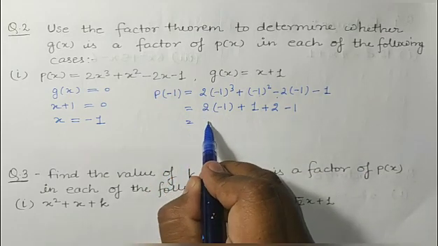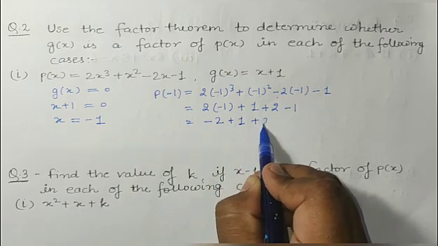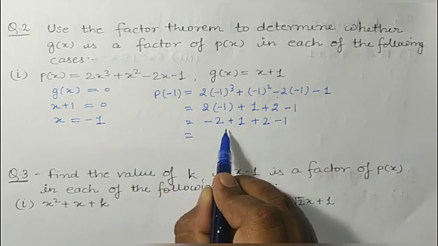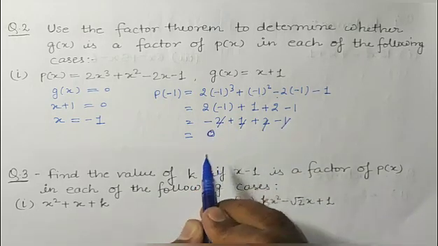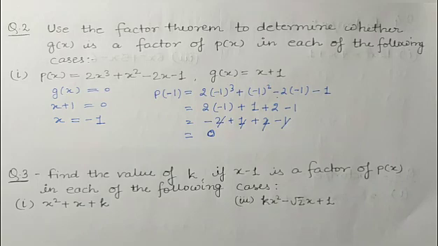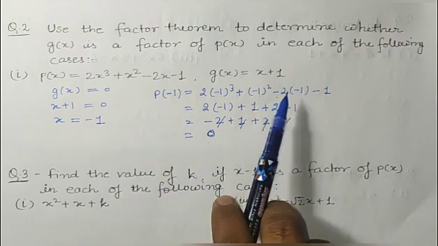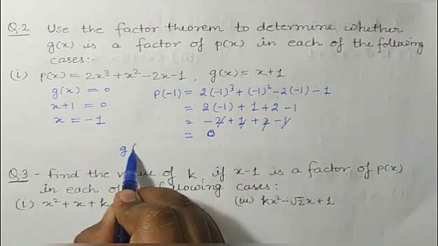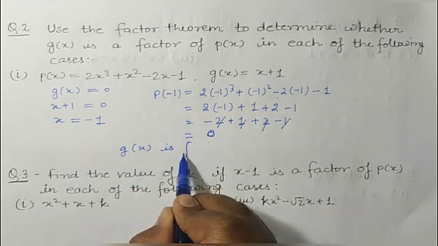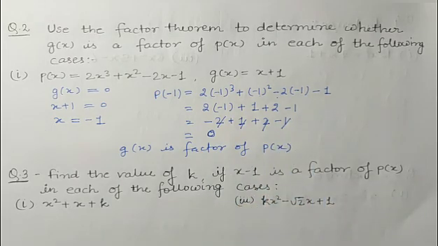Okay, so here we can see that 2 into minus 1 will be minus 2, plus 1 plus 2 minus 1. So minus 2 plus 2 will be cancelled out, plus 1 minus 1 will be cancelled out. Remainder is what? 0. Okay, so if the remainder is 0, we can say that x plus 1 is a factor of p(x). So we can say that g(x) is a factor of p(x). Okay, no doubt should be there.